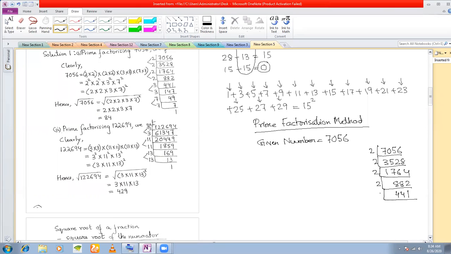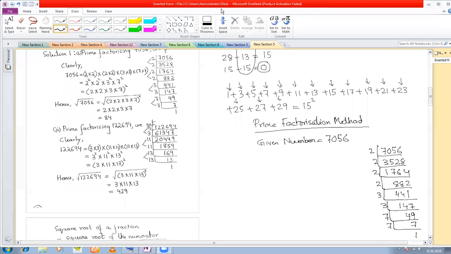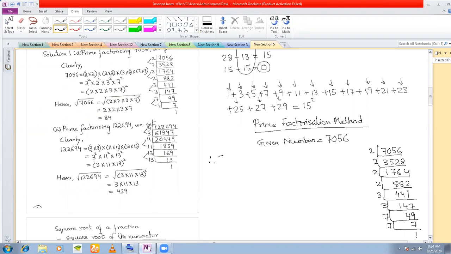441 is not divisible by 2, but it is divisible by 3. This will become 147. Again, this is divisible by 3, becomes 49. Now 49 is not divisible by 3, but it is divisible by 7. 7. So we have managed to prime factorize 7056.